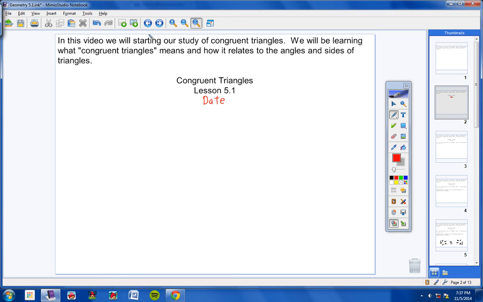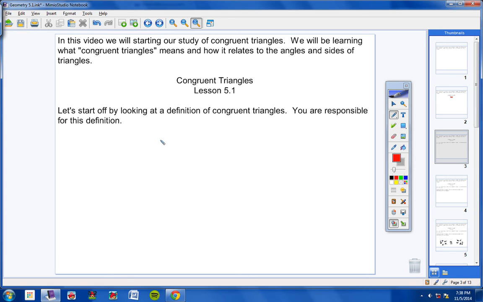Alright, let's continue on. Now, today's lesson is pretty easy. Everyone will understand it, but you will have a lot of notes to take and a lot of notes to write down, okay? But the math itself is pretty simple. So here we go. Let's start off by looking at a definition of congruent triangles. Now, you're responsible for this definition, okay? So copy this down and take some really good notes.